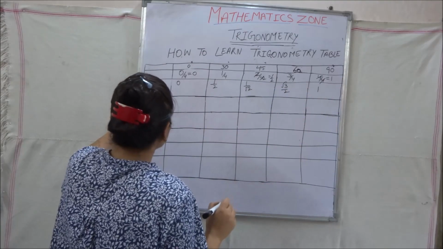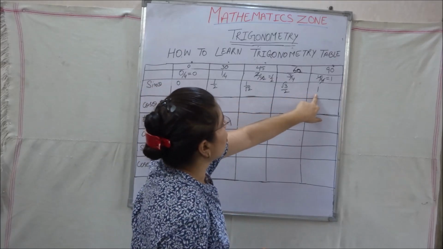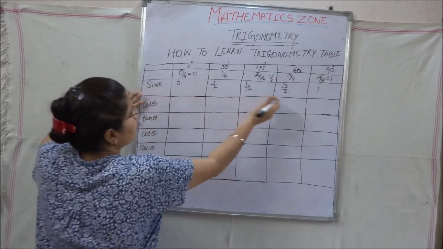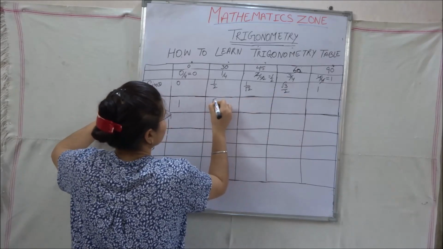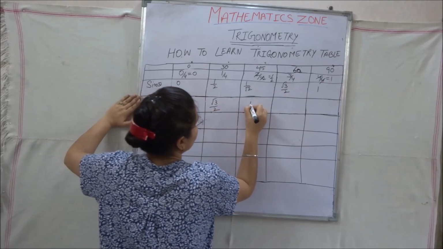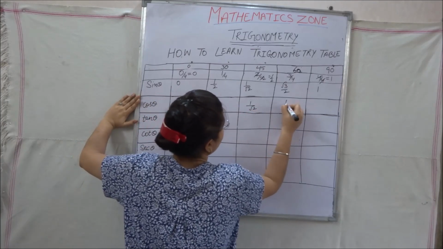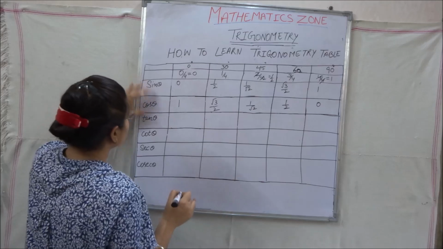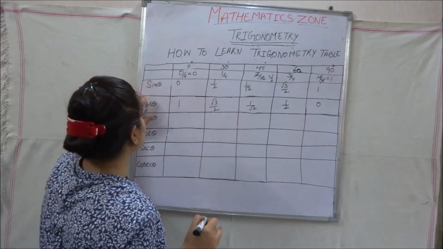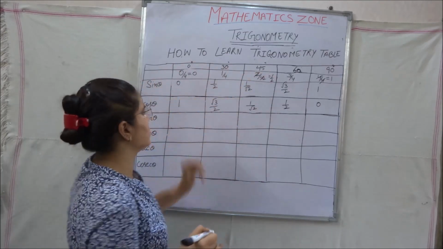Now cos theta. For cos theta we just move from the back side: 1, root 3 by 2, 1 by root 2, 1 by 2 and 0. Now these are the two values of sin theta and cos theta for the various angles.